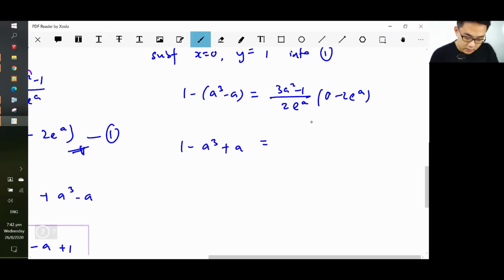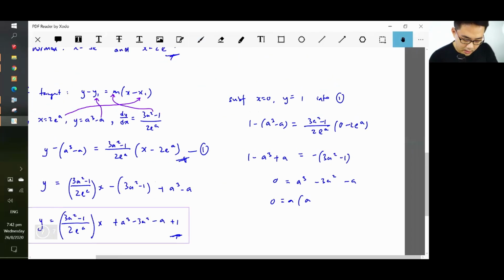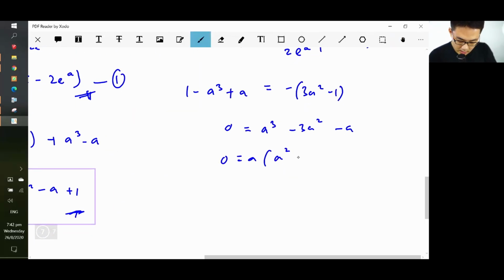So this is 3a squared minus 1, and this would be a cube minus 3a square plus 1. So minus 1 minus a 0. So this is 0, a square minus 3a minus 1. Okay.